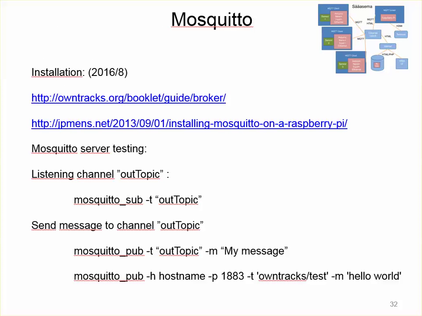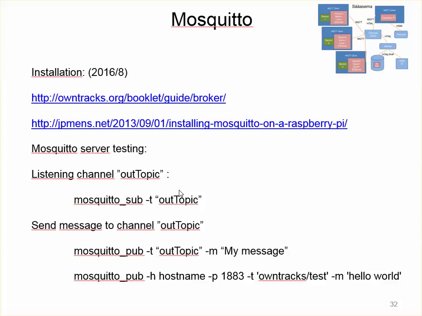And here are some links on how to install the Mosquitto server to your Raspberry Pi. These are from August 2016, so there might be some changes, but at least at this time these links were working. And after you install the Mosquitto server, it's quite easy to test that it's working. You could open the terminal window and give some simple commands to that server.